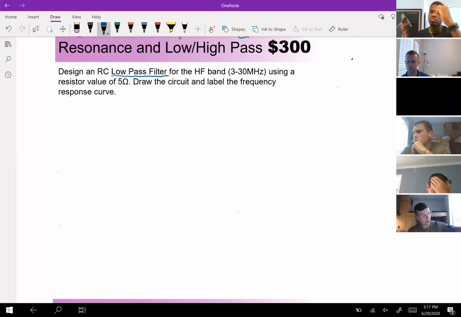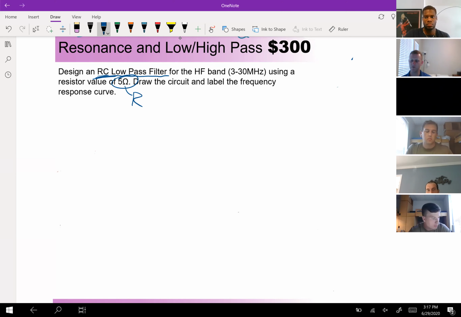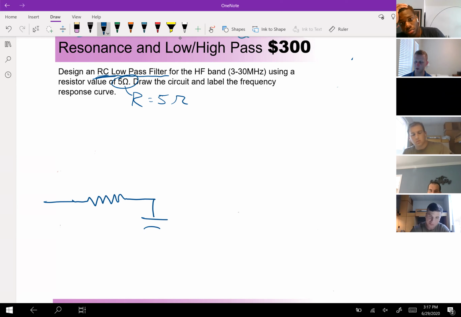But in this case, we know that we're looking for an RC low pass filter. And in this class, that's what I said they would always have is RC. And what it wants to know is we have an R of 5 ohms. And we're going to design an RC low pass filter, which will look eventually like this. Here's a resistor and here's a capacitor. And I said it's almost worth memorizing that this is what a low pass filter looks like.